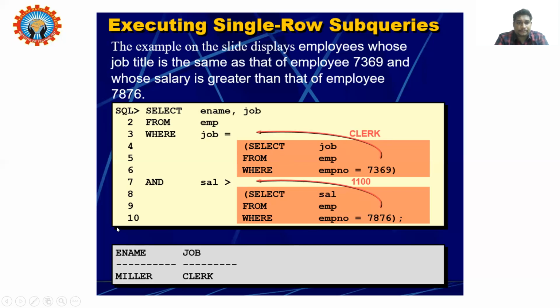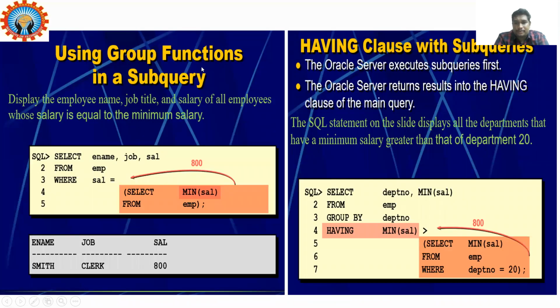Okay, next, using group by functions. So already you know that group functions are aggregate functions. Display the employee name, job title and salary of employees whose salary is equal to the minimum salary. Now I am comparing with the last keyword, minimum salary, so that is placed in the inner query: select min salary from employee. Now the minimum salary is 800. It gives, with the comparison operator, the name, job, salary I want. So this is the result.